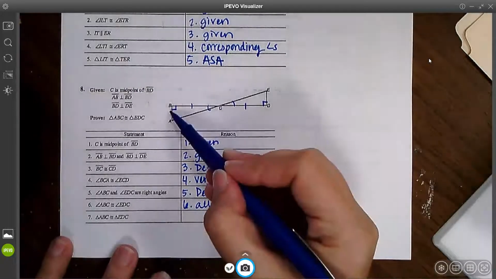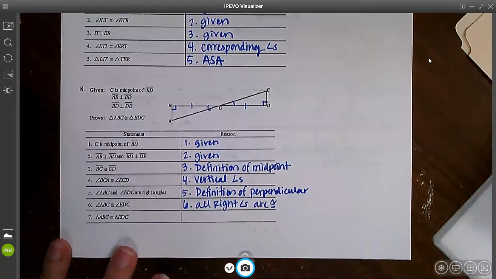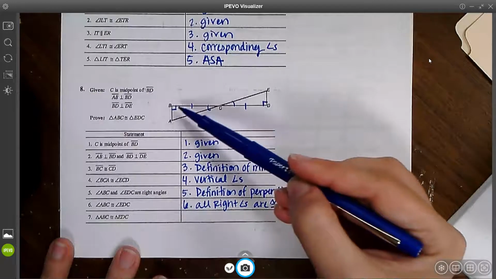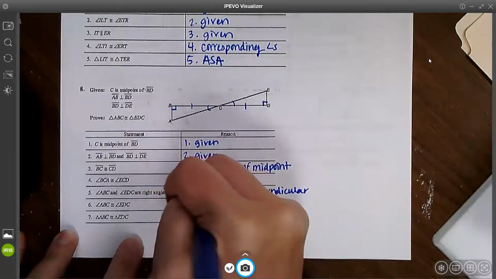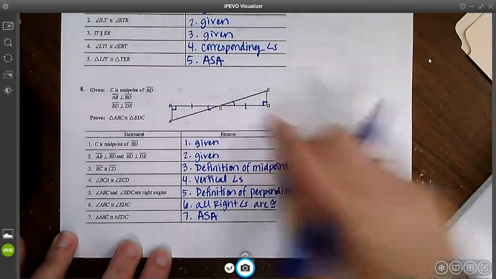And now, because we know that this is congruent to this one, these sides are congruent, and these angles are congruent, we know that these triangles are congruent by angle, side, angle. Angle, side, angle.